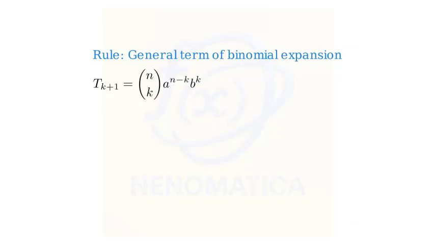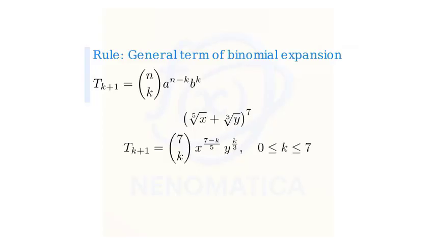Solve the problem. Find all rational terms in the expansion of (the 5th root of x plus the 3rd root of y) to the 7th power. Step 1. Write the general term of a binomial expansion. For (a plus b) to the n, the general term is T sub k plus 1 equals n choose k times a to the n minus k times b to the k. Here, a is x to the 1/5, b is y to the 1/3, and n is 7. So T sub k plus 1 equals 7 choose k times x to the (7 minus k) over 5 times y to the k over 3, with k from 0 to 7.